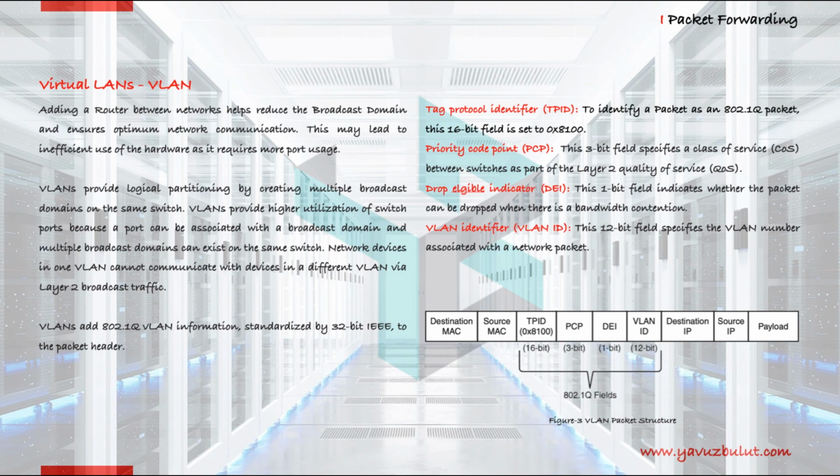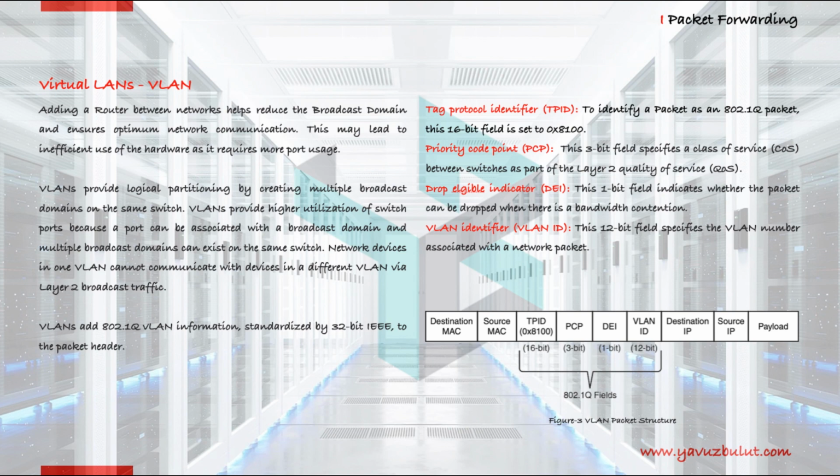Adding a router between networks helps to shrink a broadcast domain and ensures optimal networking, but it can lead to inefficient use of hardware as more ports are needed. VLANs provide logical partitioning by creating multiple broadcast domains on the switch. VLANs provide higher utilization of the switch's ports because they can be associated with one broadcast domain, and multiple broadcast domains can be used over the same switch, while network devices in one VLAN cannot communicate with devices in a different VLAN through Layer 2 broadcast traffic.